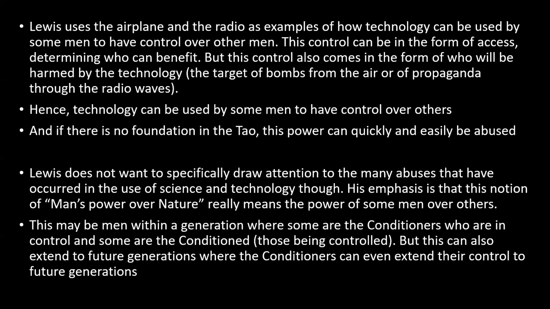And then he calls the two groups of people the conditioners and the conditioned. The conditioners are ultimately those men, those human beings who take control. And then the conditioned are those people who are being controlled by the conditioners. And so he says it can happen within the same generation of people, or one generation can have this control over future generations.